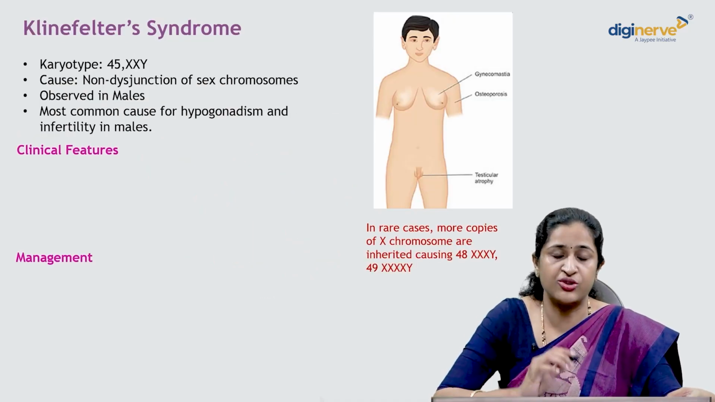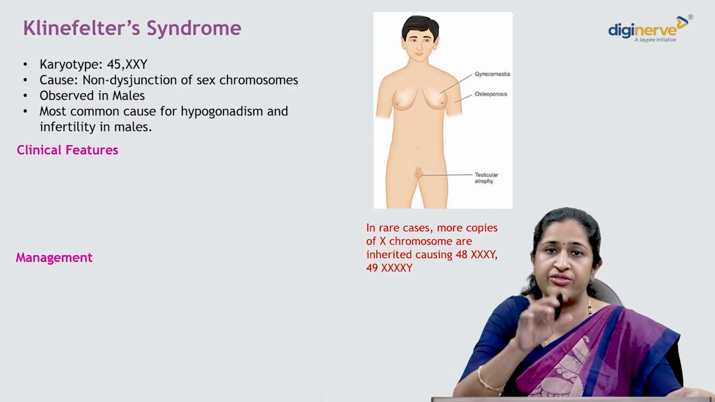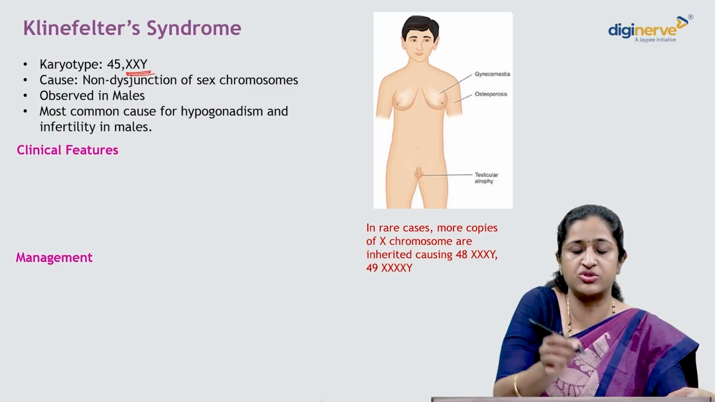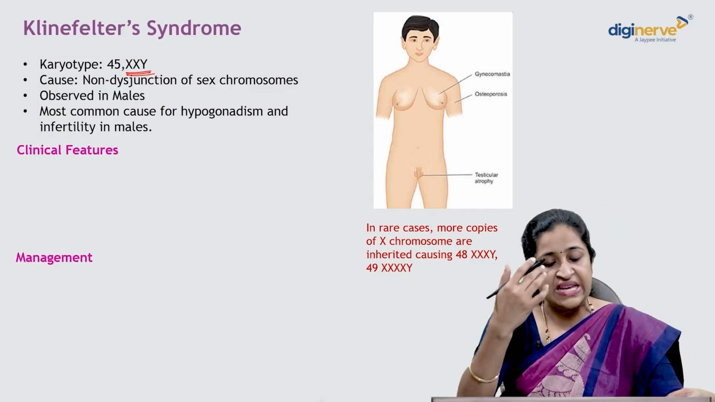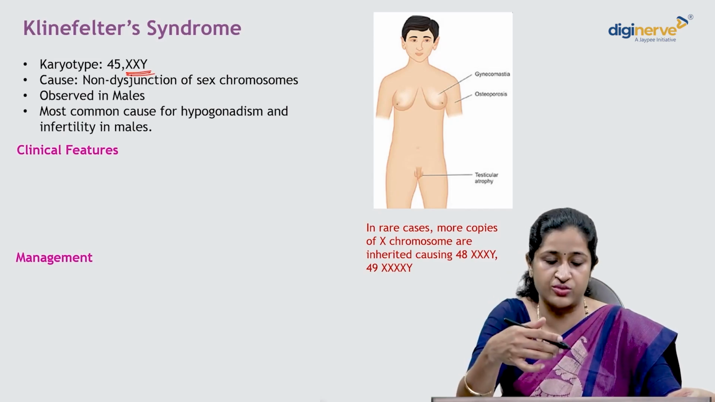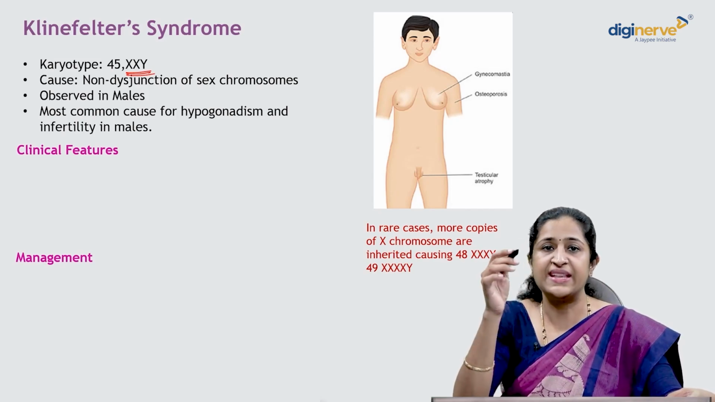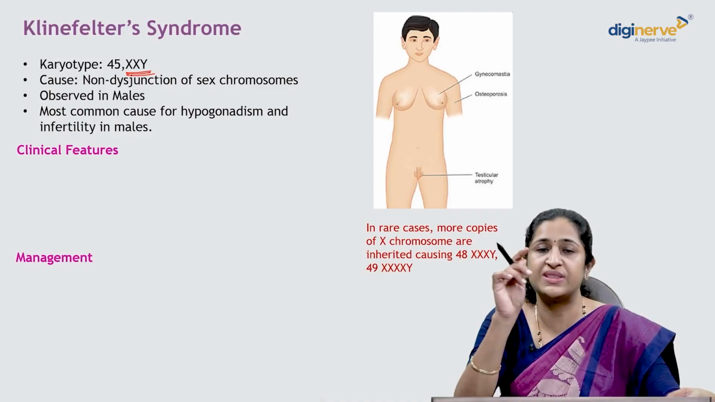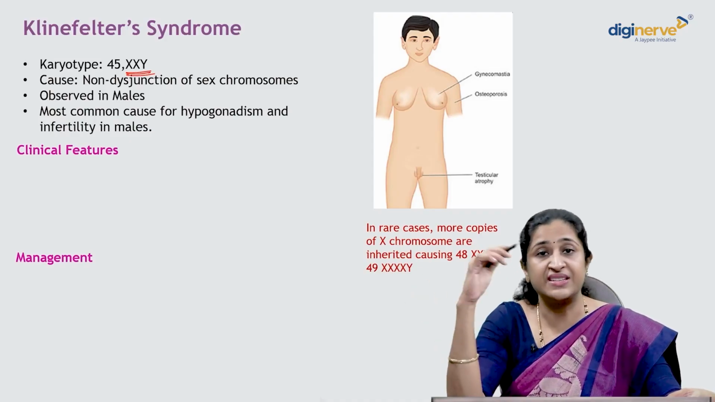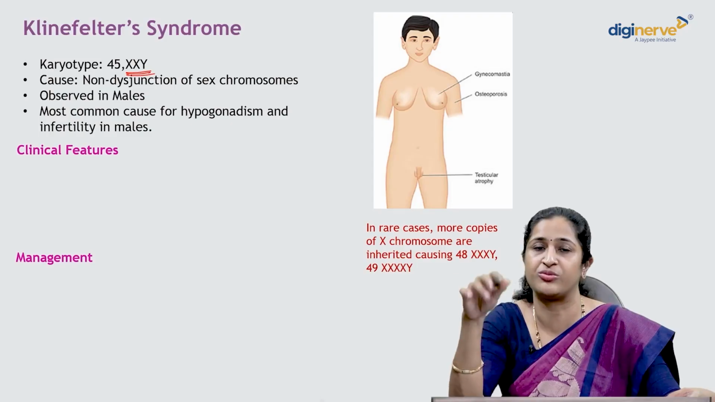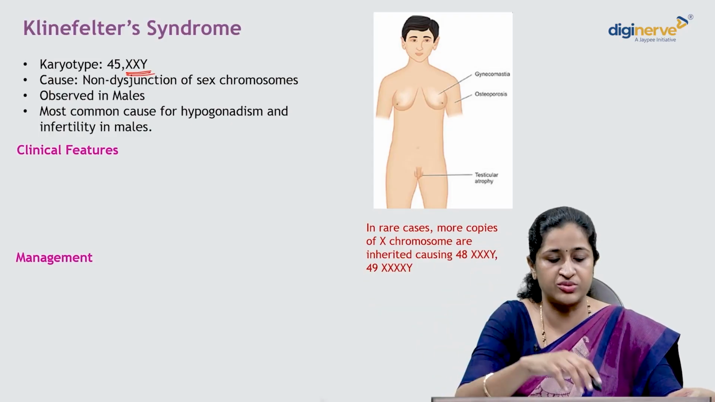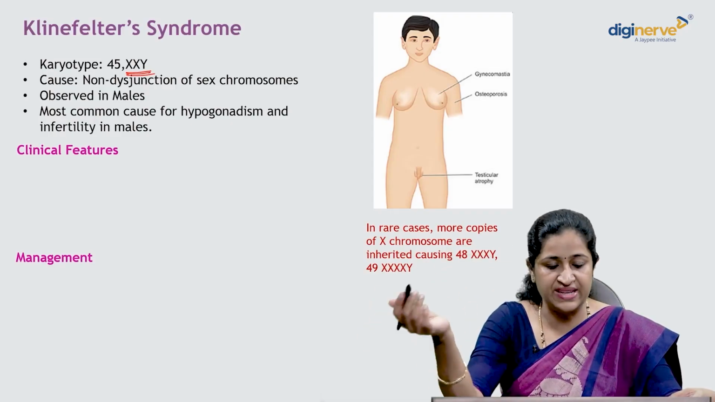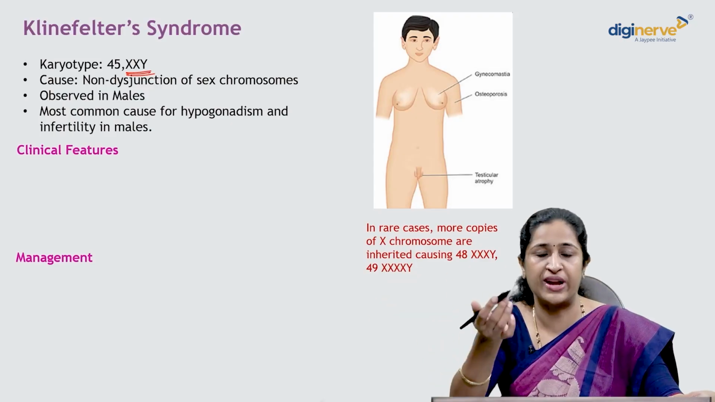Now coming to Klinefelter syndrome. Klinefelter syndrome is another chromosomal inheritance in which the sex chromosome inherited is XXY. This is also caused by non-disjunction of the X chromosome. However, here what has happened, in Turner's, one gamete which didn't have a sex chromosome was fertilized with one which had one X chromosome. Here, the other one which inherited both the X chromosomes is fertilized with the Y chromosome. So, you have 47 XXY. This is observed in males and is the most common cause for hypogonadism and infertility in males.